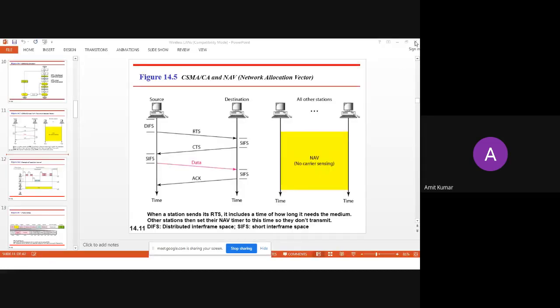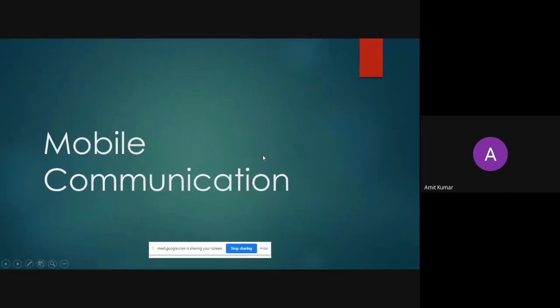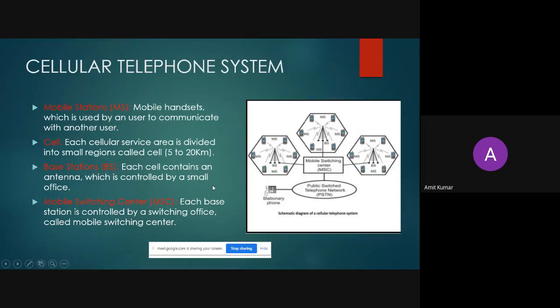So we have a short video for that purpose. But before that video, we are going to understand the different terminology which is used in cellular communication. This is the basic terminology which is used in the cellular telephone system.